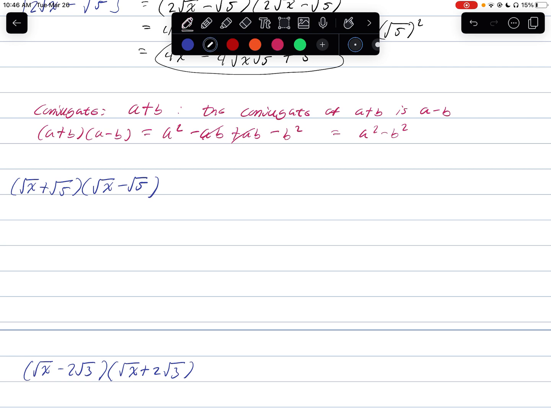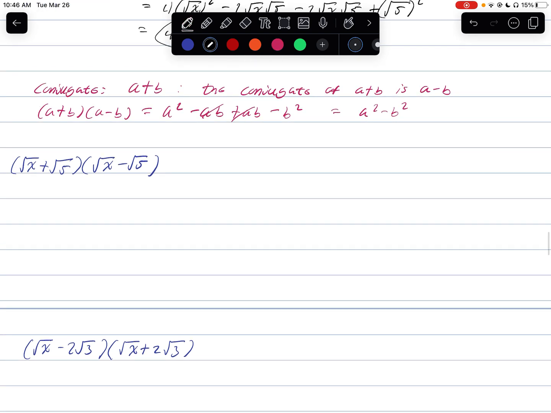So let's use this for this first problem here. Here we have the square root of x plus the square root of 5 times the square root of x minus the square root of 5. So we notice that the signs for the square root of x are both the same. They're both positive. But the signs for the square root of 5 are different. So we have plus the square root of 5 and minus the square root of 5. Okay? So what this means is we have a conjugate multiplication problem here. Okay?